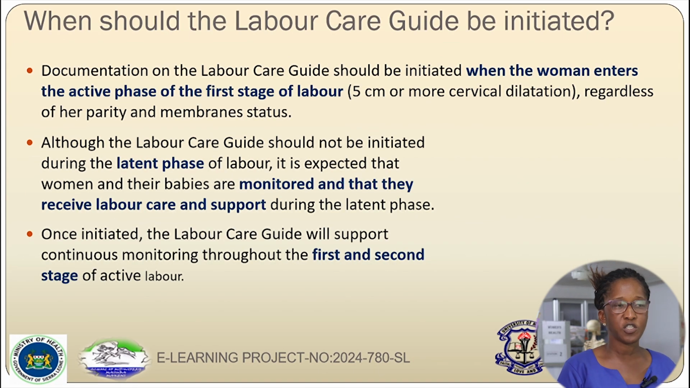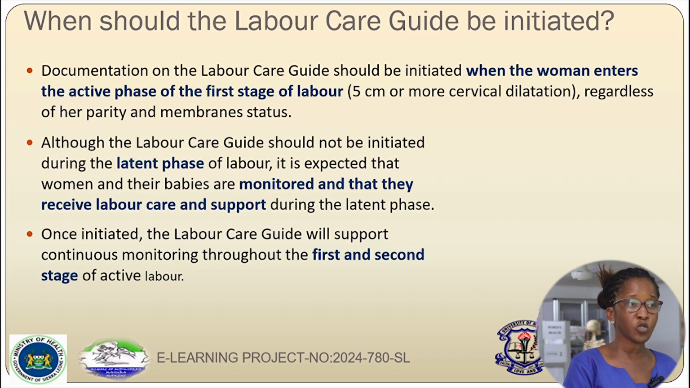When should we initiate the labor care guide? As a document used in labor, it should be initiated when the woman enters the active phase of the first stage of labor. That is 5 centimeters. Sister Vic must have told you how to monitor the progress of labor during the first stage. And this stage is divided into two. We have the latent phase and the active phase.